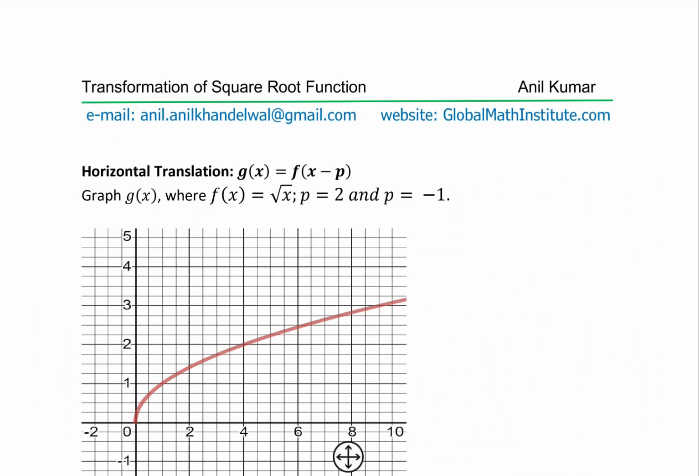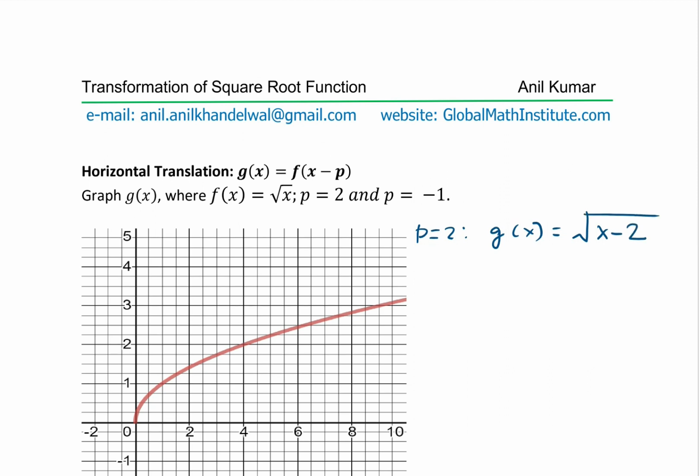So in this case, we have horizontal translation since the function is g of x is equal to f of x minus p. The transformation is within the bracket. Whenever it is within the bracket, it is always horizontal. Clear? Now, in case 1, if p is equal to 2, in that case, our function g of x can be written as x equals to x minus 2. Is that clear to you?